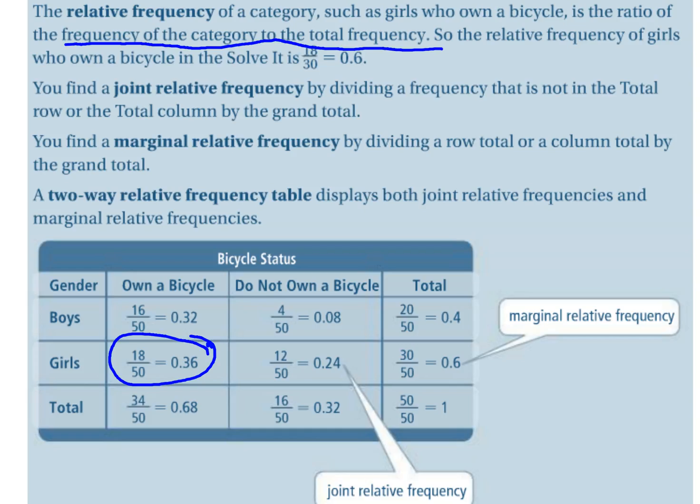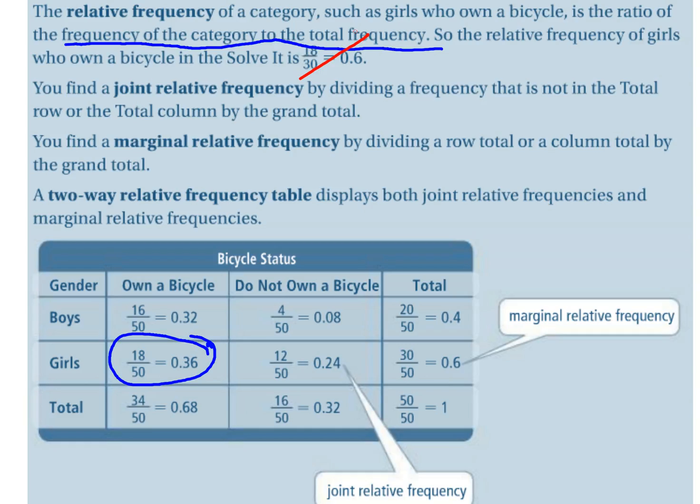Actually, the error that they have on this is a conditional frequency that they're getting to, but we'll get to that in just a moment. Again, the relative frequency of girls who own a bicycle is 18 divided by 50, which is 0.36. The joint relative frequency for boys who do not own a bicycle will be 4 divided by 50. Again, dividing the joint frequency by the total frequency gives you the joint relative frequency of 0.08.